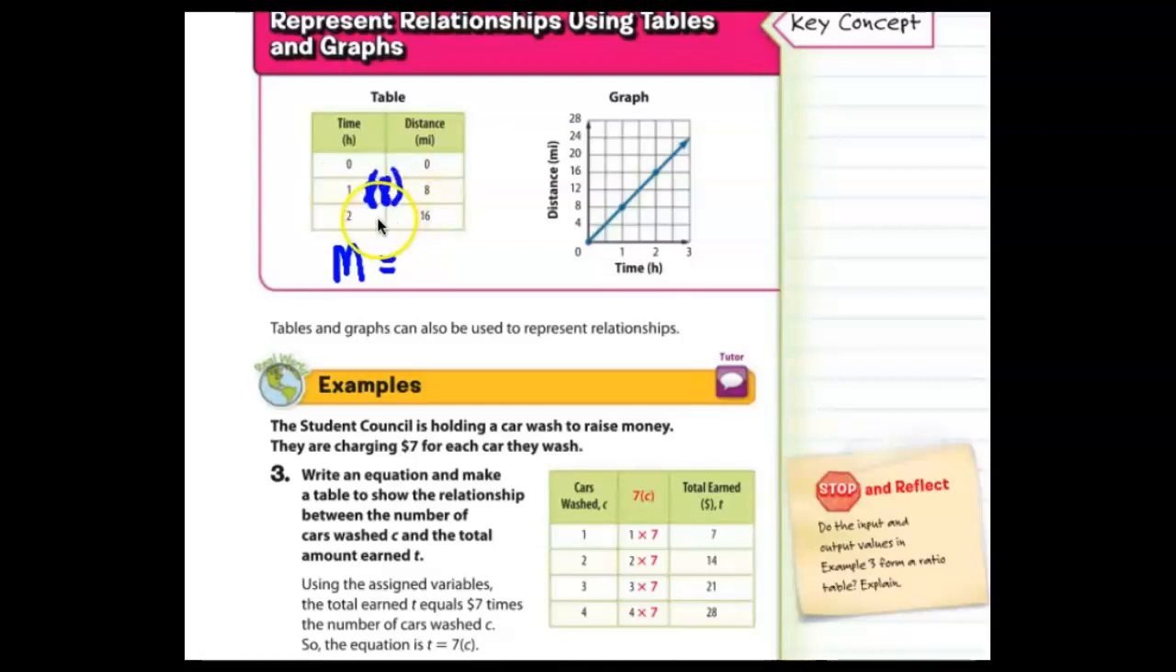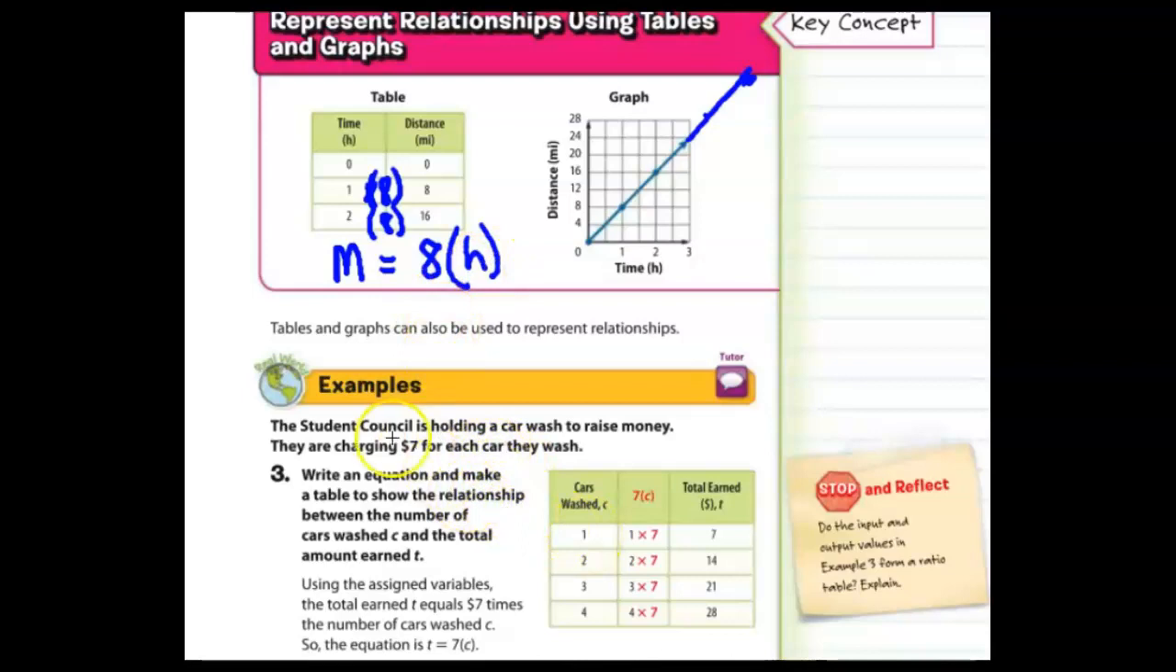So 1 times 8 is 8. 2 times 8 is 16. So if we're using h as our variable for time, 8 times whatever h is going to be my equation. So if I decide I'm going to move for 10 hours, 8 times 10 is 80, and we're going to be way up over here with our point. It's just going to continue in this linear graph.